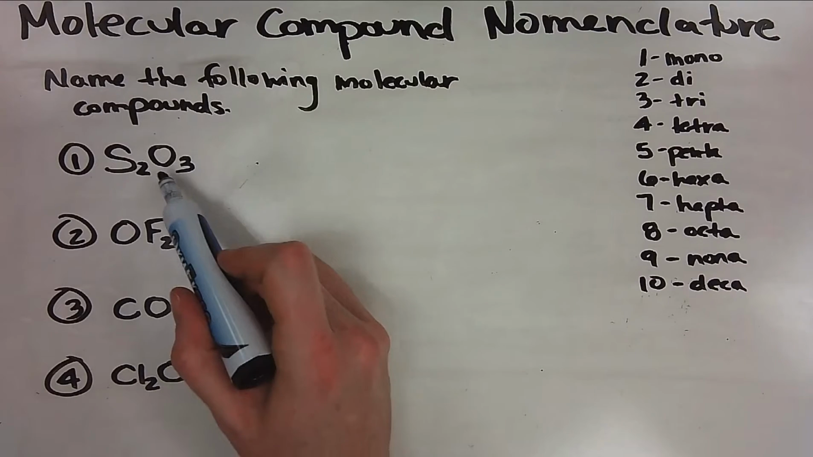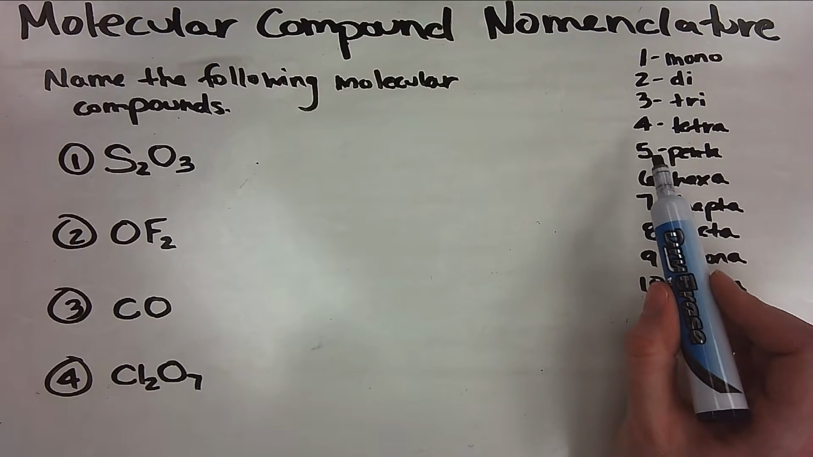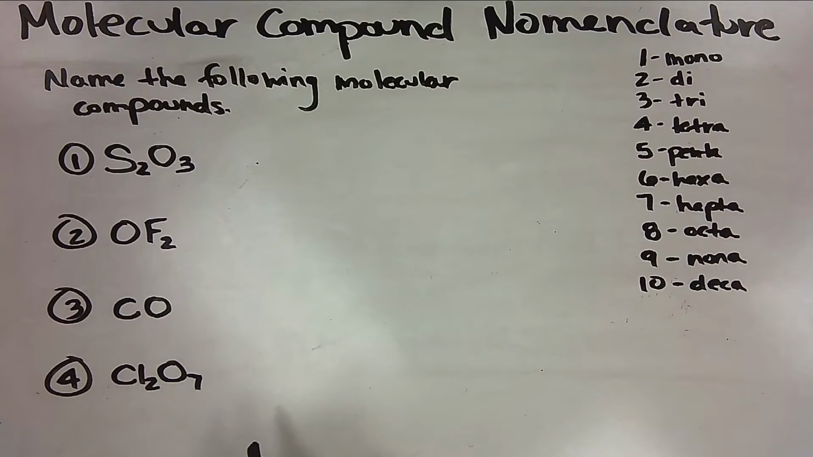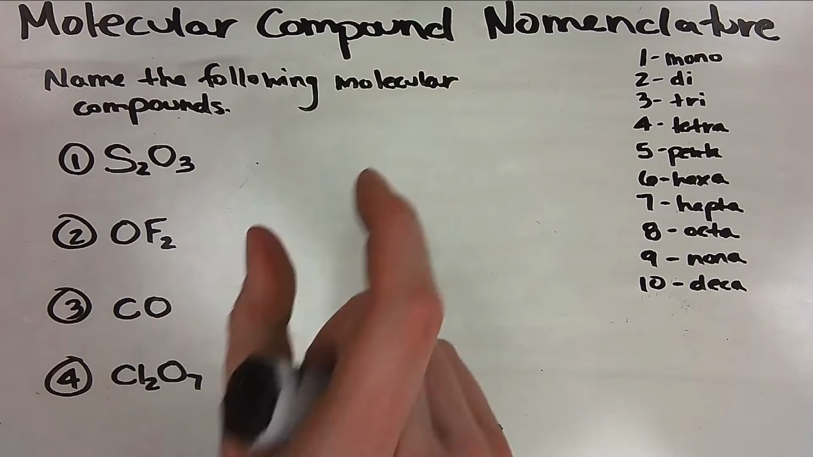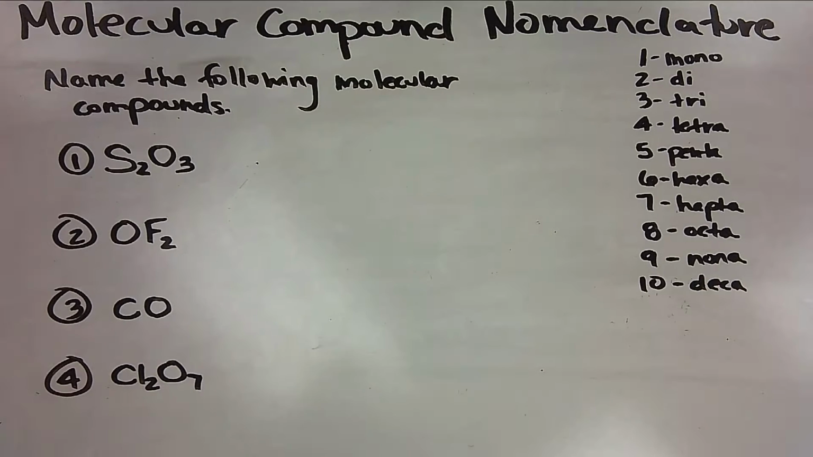Remember as well that the second atom in your compound still gets named with its prefix, telling you how many atoms there are in that compound, but it doesn't keep its full name. It keeps the root of the word and then adds "ide" onto the end. So let's go through a couple of these examples together.